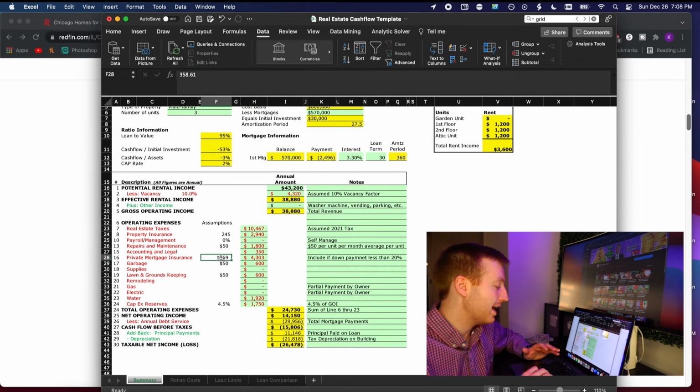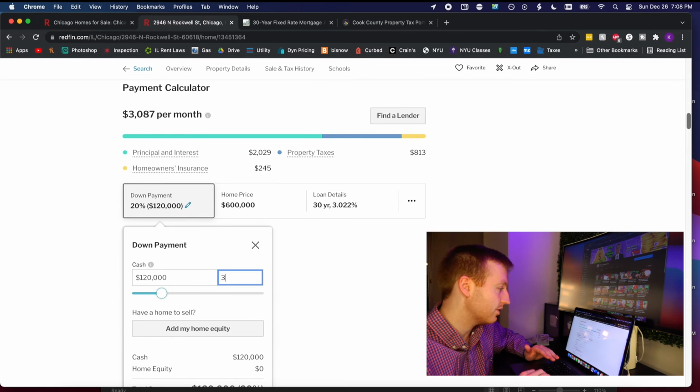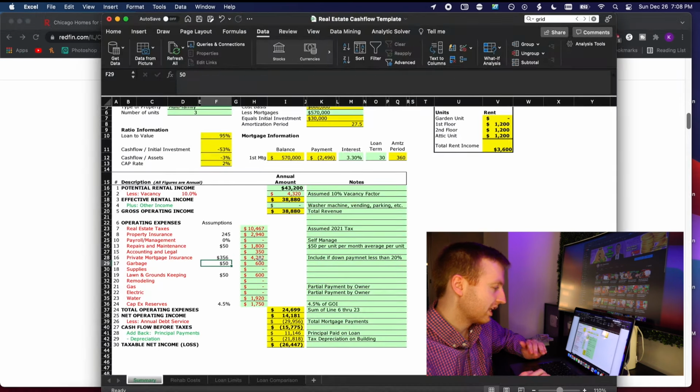So now we have PMI. If you're paying less than 20% down, you're gonna have PMI, which is just another insurance. If you have above 20%, I would just put 0 for that. But if you have less, usually you can figure it out from here. So if we're only planning on putting 5% down, the $30,000, it's calculating that we're gonna have a PMI of 356 a month. So just update that, 356. So about $4,200 a year in PMI.